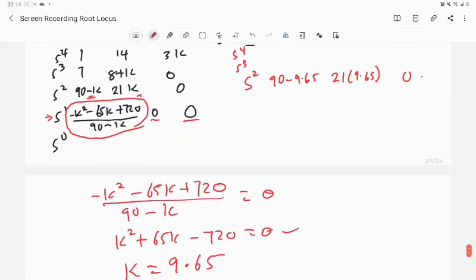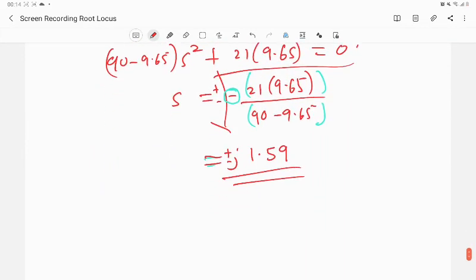So that is it for this video with an example. Next, we will look at the arrival and departure points for the complex poles.